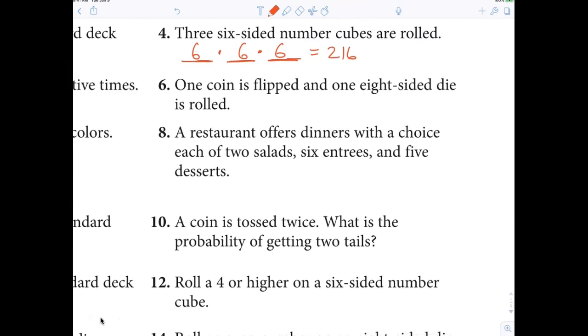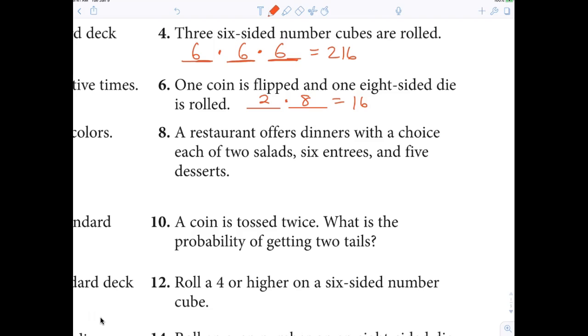All right, number 6. Let's see if we're getting smarter. One coin is flipped and one 8-sided dice is rolled. Is there such thing as an 8-sided dice? Actually, there are. Right? There's special die, yes. There are 16-sided. There's 20-sided dice. You can create any side you want. So, if you have one coin and one 8-sided, you have how many different possibilities for a coin? 2. And for your die? 8. So you have how many outcomes? 16 outcomes. All right, we're doing good.